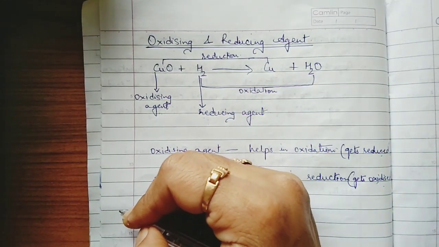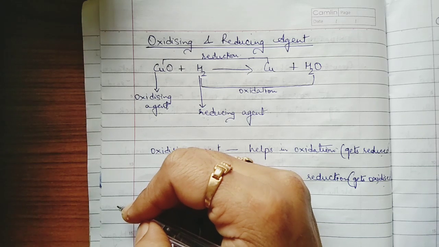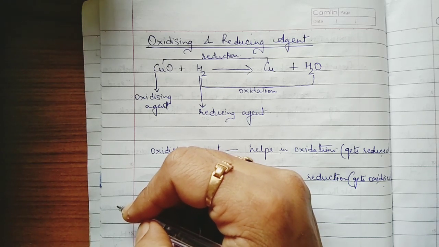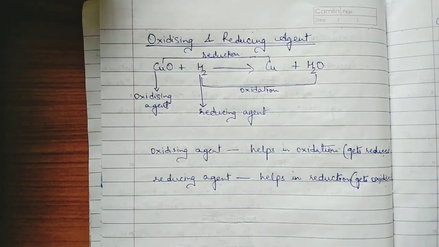So this was all in this session. In this session, we learnt about three types of reactions: displacement, double displacement, and oxidation reduction reaction.